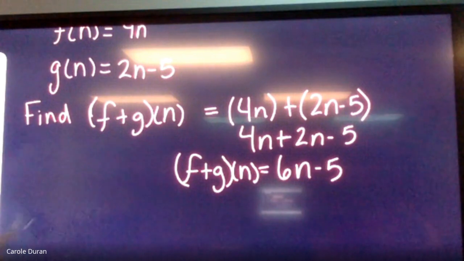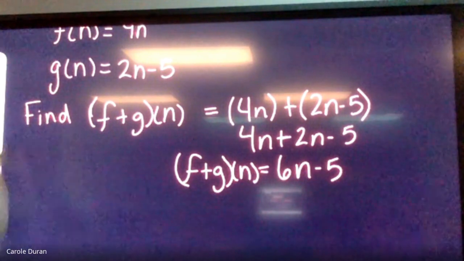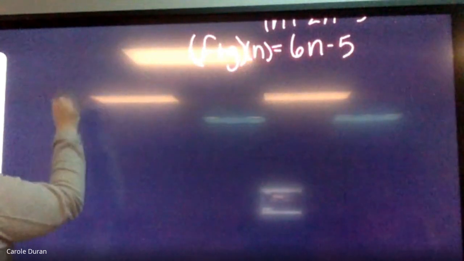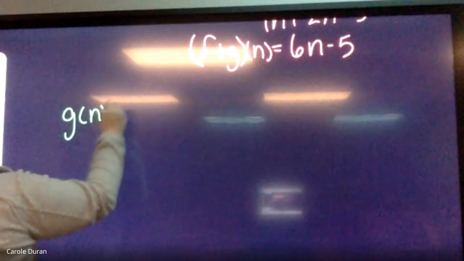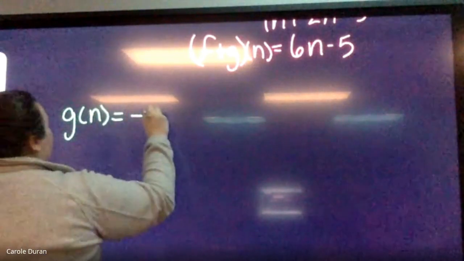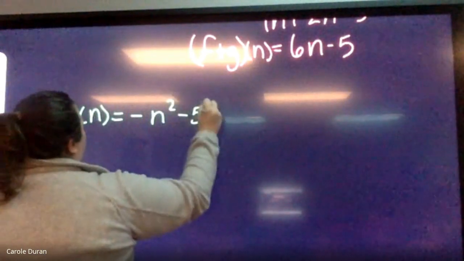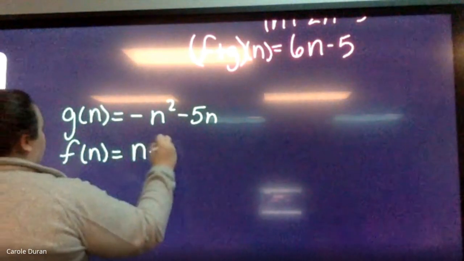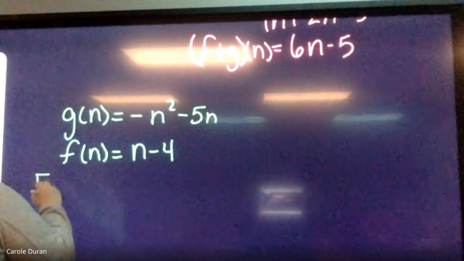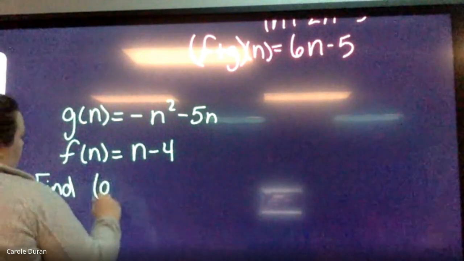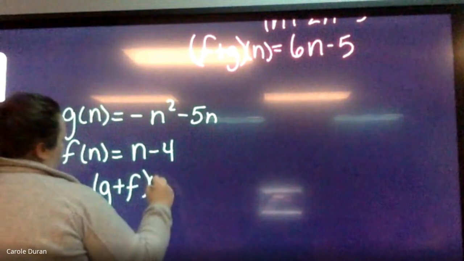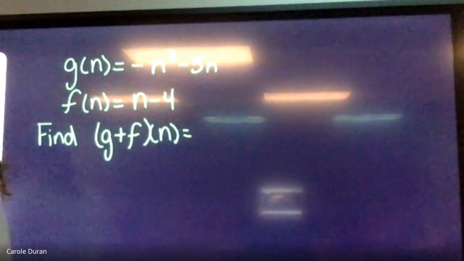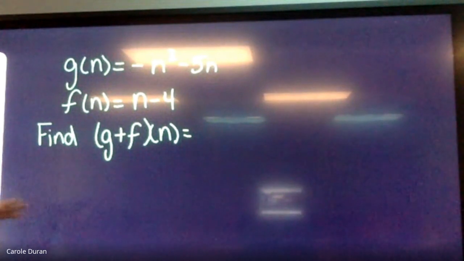Let's go ahead and do a second one. So on this one, I still have two functions. The first one is g of n, and that is equal to negative n squared minus 5n. Then I have f of n, which is equal to n minus 4. And I would like to find g plus f of n. So this time I'm doing addition, but I'm doing it in the opposite order. The order does matter when we're doing these operations.